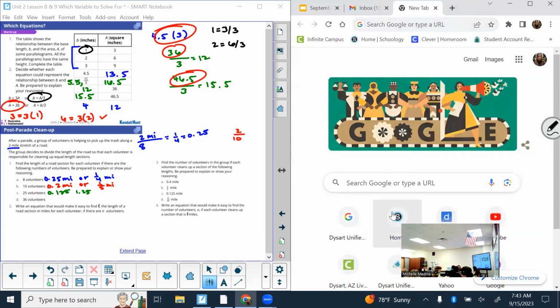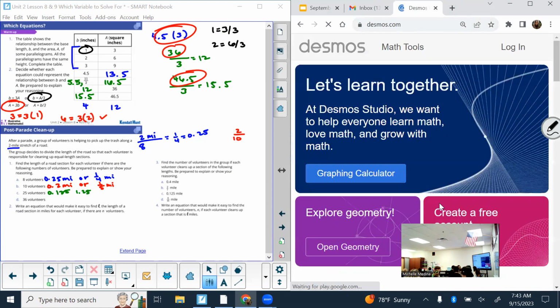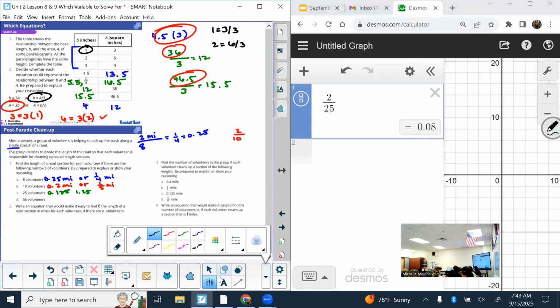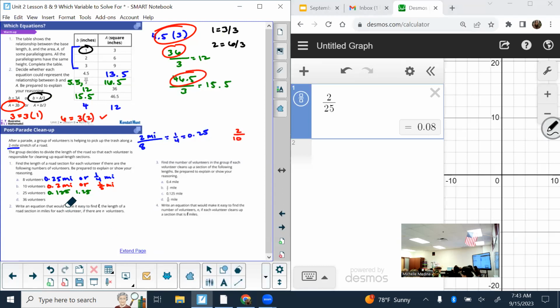I need Desmos, so that's what I'm pulling up. Because I can't do this math in my head, you shouldn't do it either. But the math that you should be doing is 2 divided by however many volunteers there are. So when there's 25, it should be 0.08. Oops, I didn't mean to erase all of that.